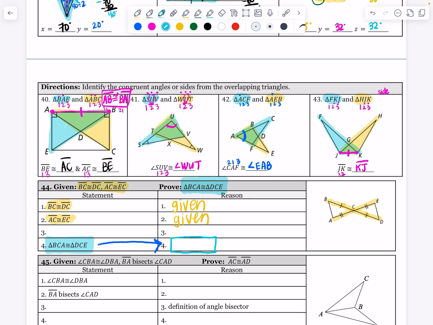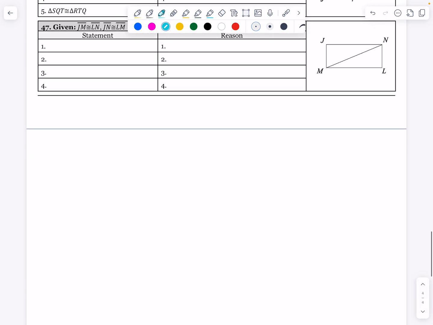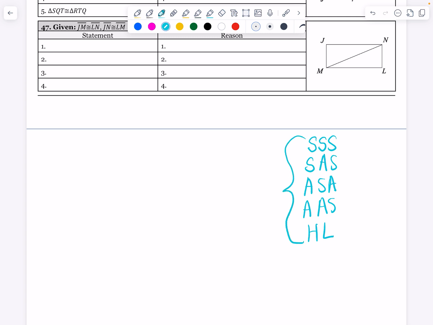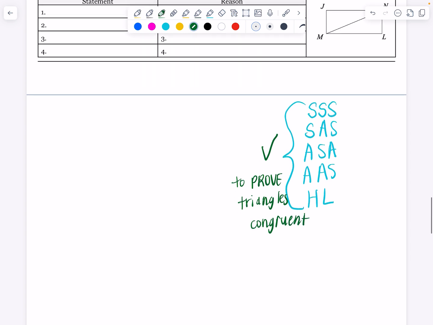I'm going to write them down here. My options for proving triangles congruent are side, side, side; side, angle, side; angle, side, angle; angle, angle, side; or HL. Those are the 5 that do work. These are ways to prove triangles congruent. So that's like saying a triangle 1 is congruent to a triangle 2. If you can do that, you're going to use one of those shortcuts.